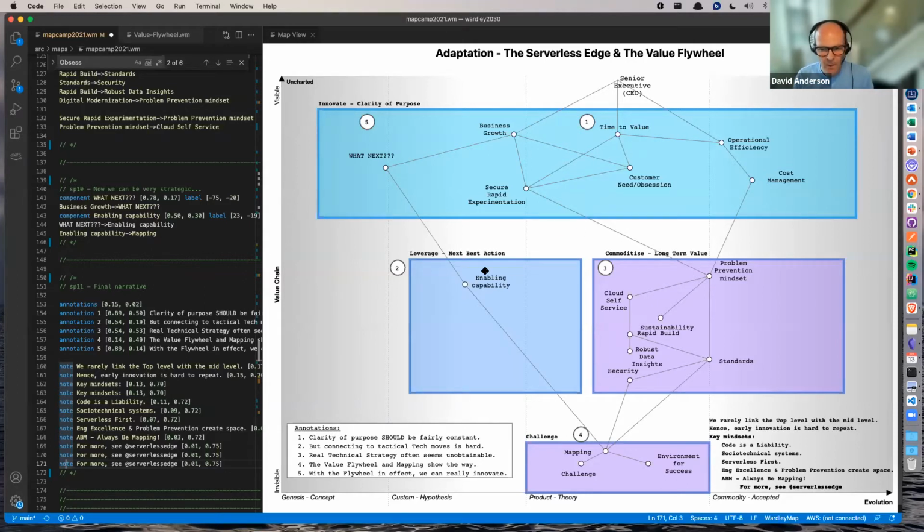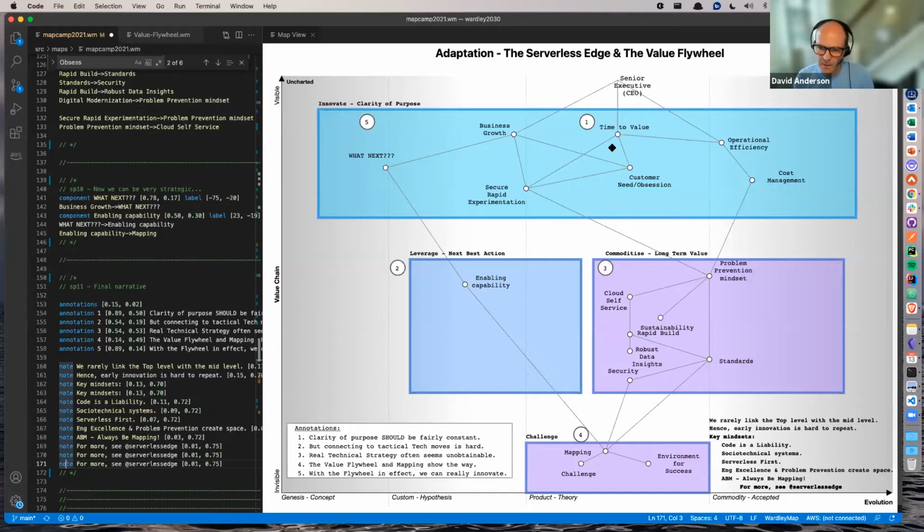Number 2, once the technology organization hears about these goals, it's very easy to say we need X, Y, and Z, but that's like the next best action. But actually connecting those to technical moves is difficult. The real technical strategy over here, which is your good architecture practices, sustainability, standardization, often seems unobtainable because you're stuck here because the inertia is holding you back.